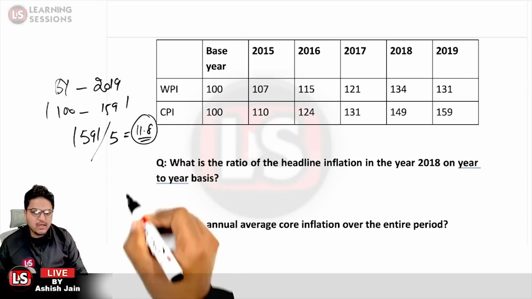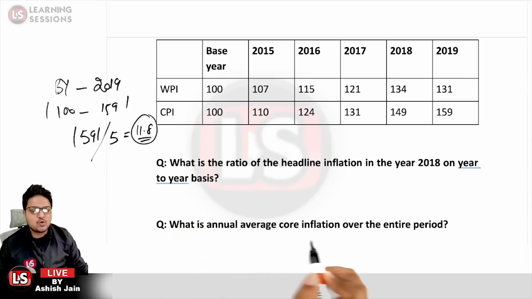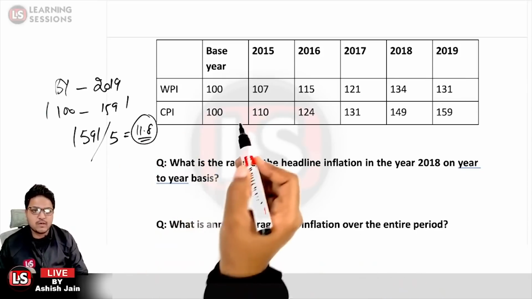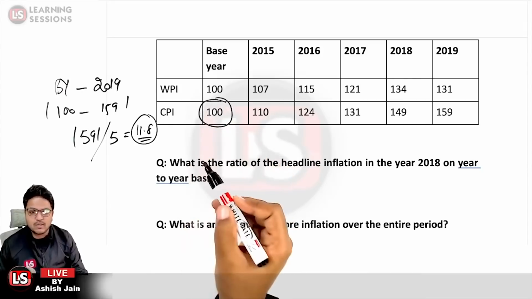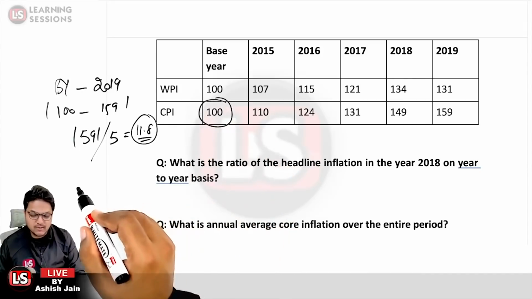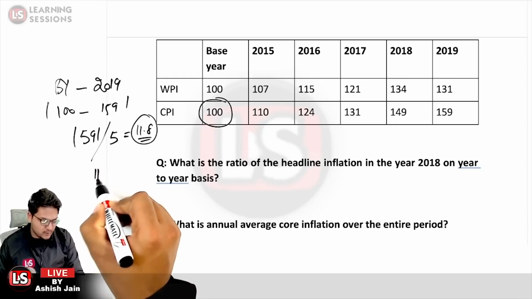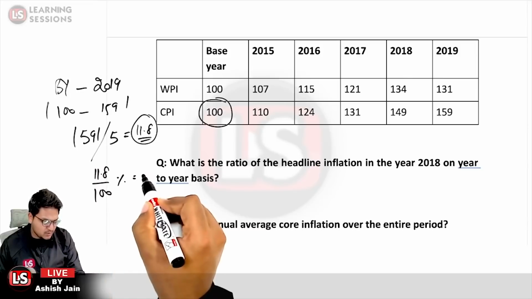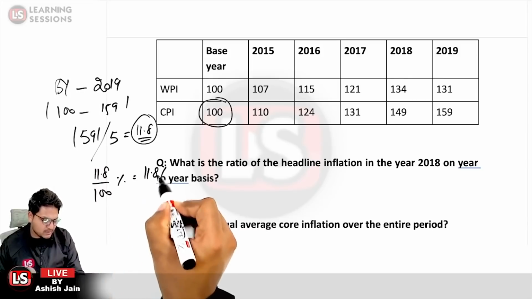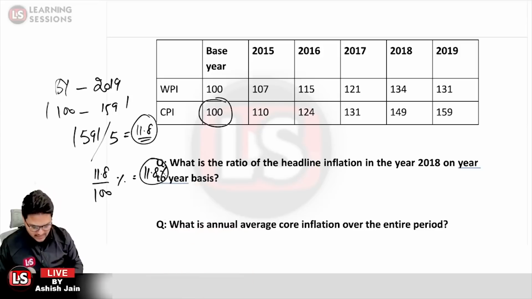And further, we need to calculate the average core inflation over the entire period. So over here, we will be considering the base year, because we want to calculate it over the period. So it will be equal to 11.8 divided by 100, that is equal to 11.8%. Is that clear? So that is how we will be calculating.